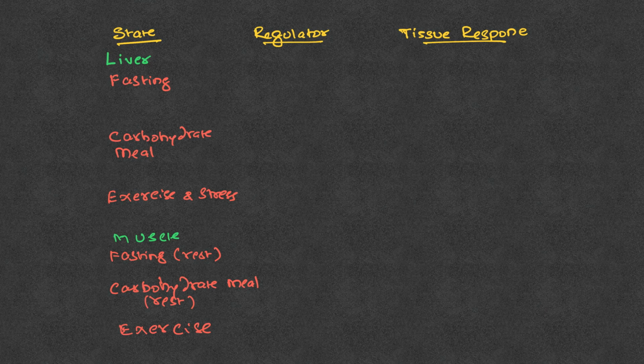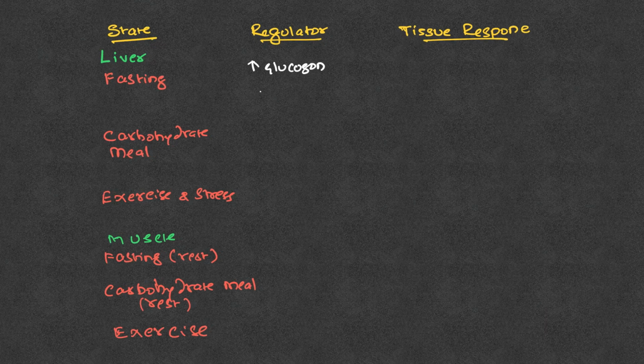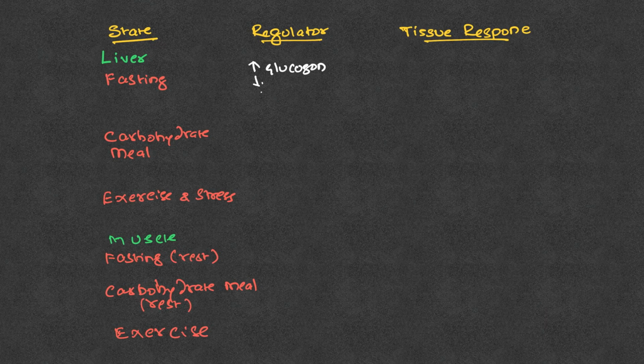Under fasting condition, what will happen to the stores of glycogen in the liver? As you all know, under fasting conditions we have an increase in the hormone glucagon. Increase in glucagon is a regulator of glycogen stores in the fasting condition. When there is an increase in glucagon, there is a decrease in insulin levels. So basically under fasting condition, insulin is decreased and glucagon is increased.